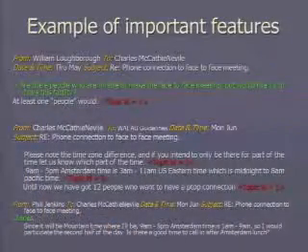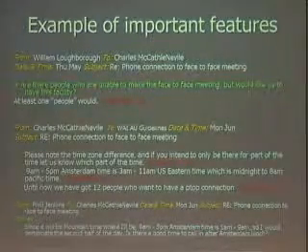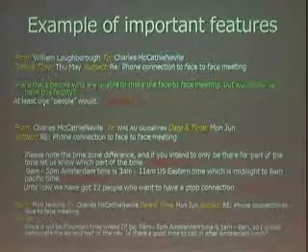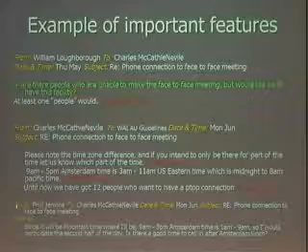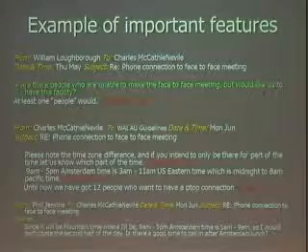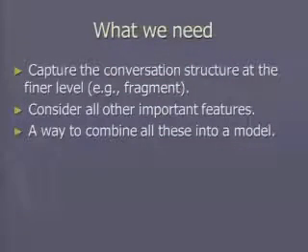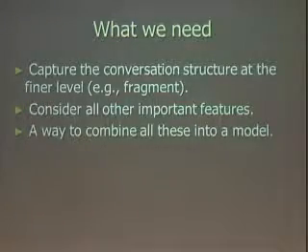As examples of these important features, here you can see that people often quote sentences from other emails to talk about the same topic. And here you can see that people often use names to disentangle the conversation. So to find the topics, we have to consider these features. What we need is to capture the conversation at a finer granularity level, then consider all these important features, and then find a way to combine all of these into a model. So let's see the way that we extract conversations from the emails.